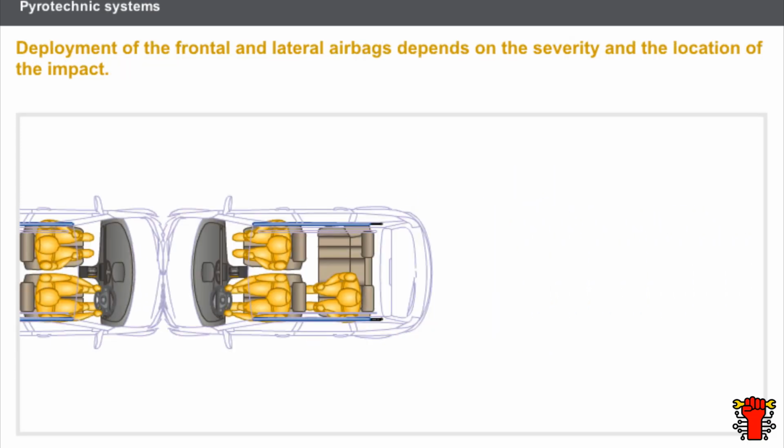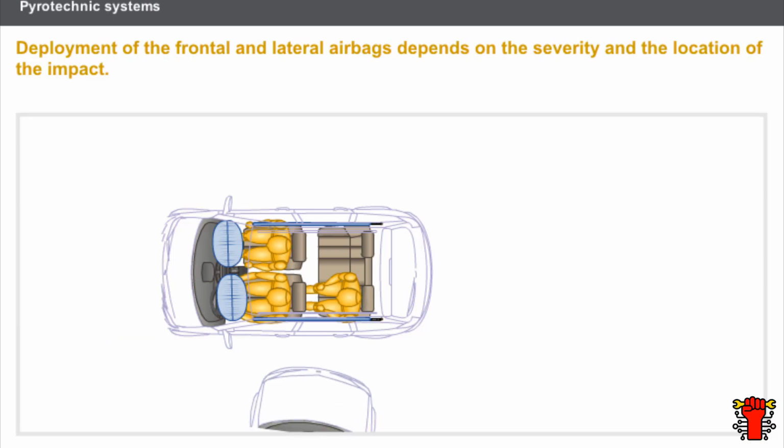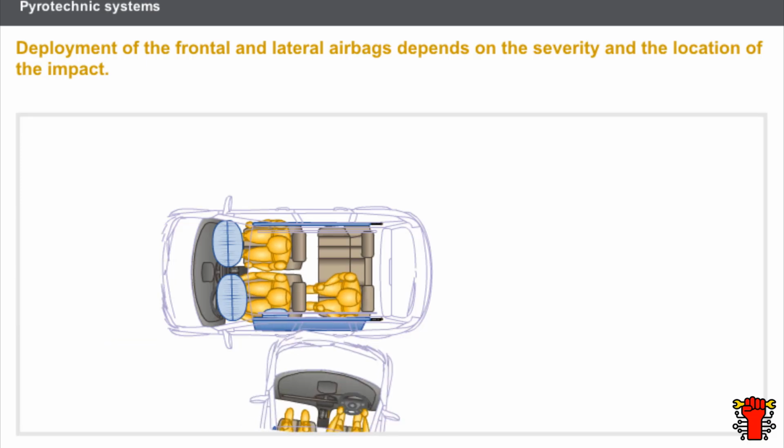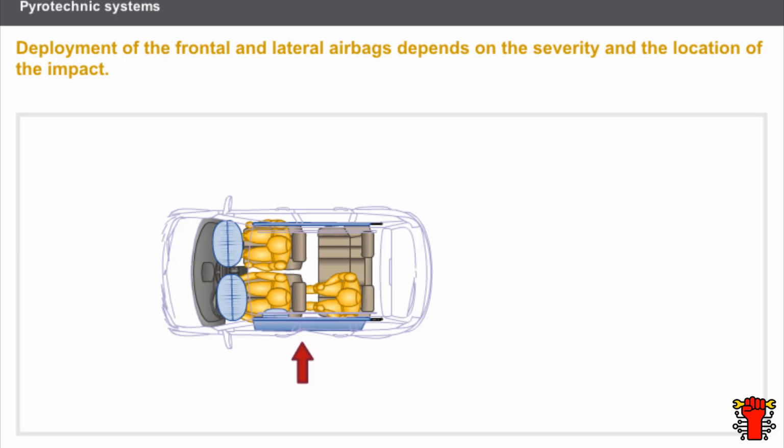During a frontal impact, the steering wheel airbag is deployed to protect the driver's head and thorax. The dashboard airbag is deployed to protect the front passenger. During a side impact, the lateral airbags are deployed to protect the occupants sitting on the impact side. Deployment of the frontal and lateral airbags depends on the severity and the location of the impact.